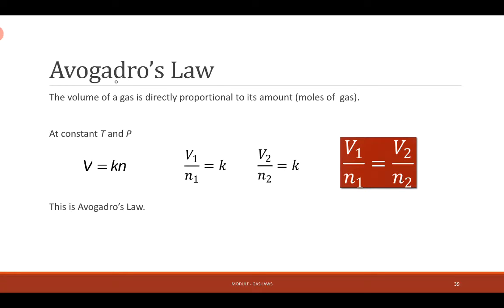This is known as Avogadro's law. Same Avogadro as Avogadro's number that we learned about in an earlier module. Same scientist, so he got the same law. It should come as no surprise that his is the simple gas law that involves moles of gas, since he is the mole guy. He came up with the mole. So here we have this linear relationship, solving for k at initial and final volumes and mole amounts. We can come up with Avogadro's law here.